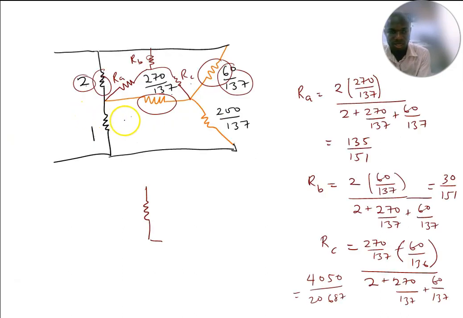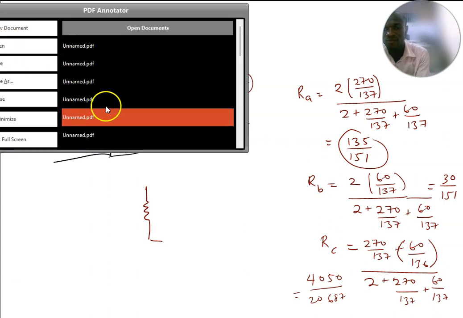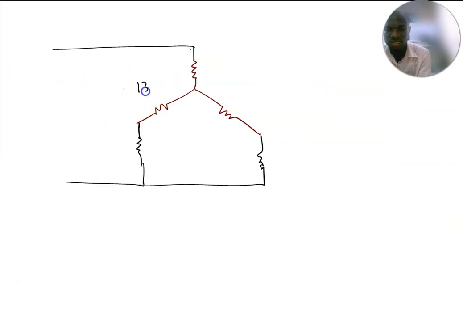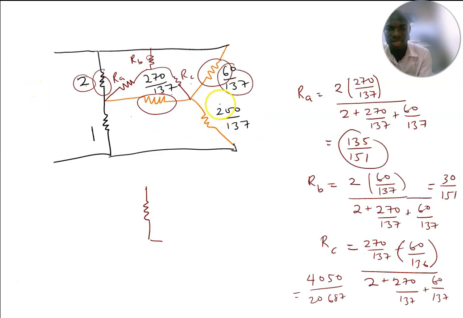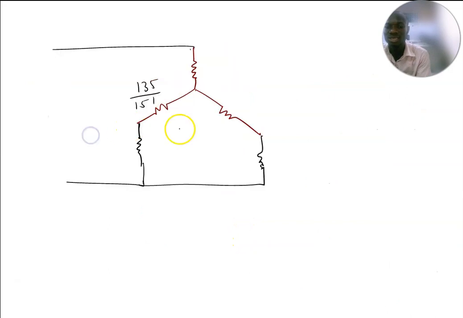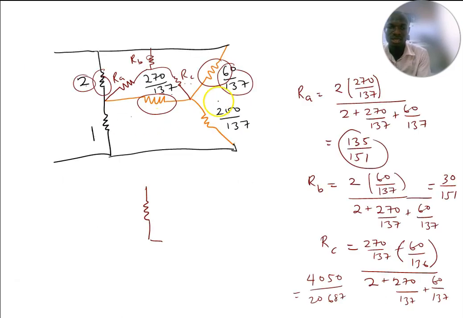And let's see the values. What are the values? The RA, which is this side, was 135 on 151. Then we also have the RC, which is 4050 and 20687. So let's keep it there. So 4050, then we have 20687. You get it?